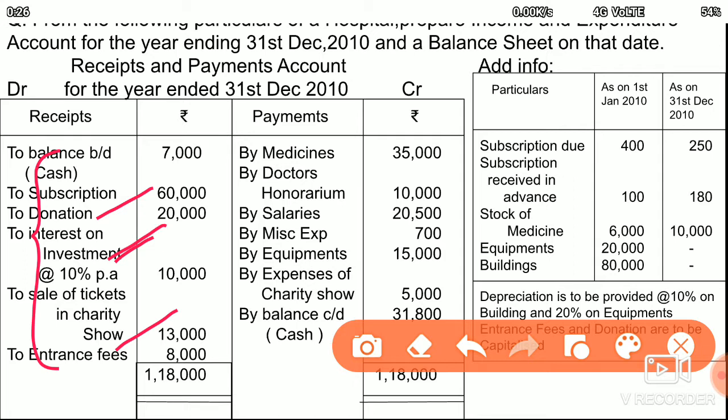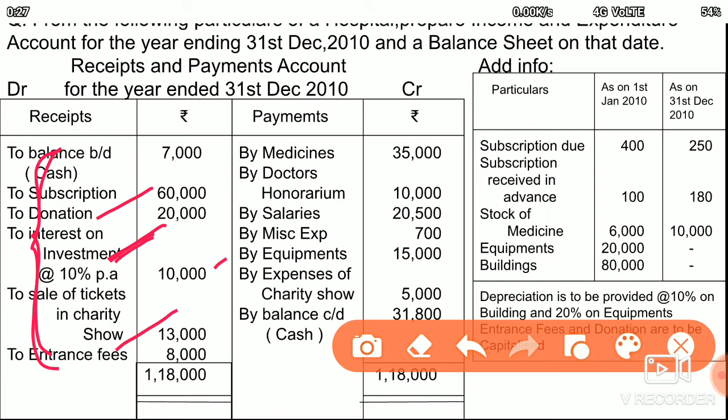It was there in the previous year's balance sheet for which the interest was received, and even in the current year this investment was not sold. The principal amount, that is 1 lakh rupees, is not sold. We can't see any sale of investment here on the receive side, so that means it is still present. So we have to take this investment also. So we have to take these three items.